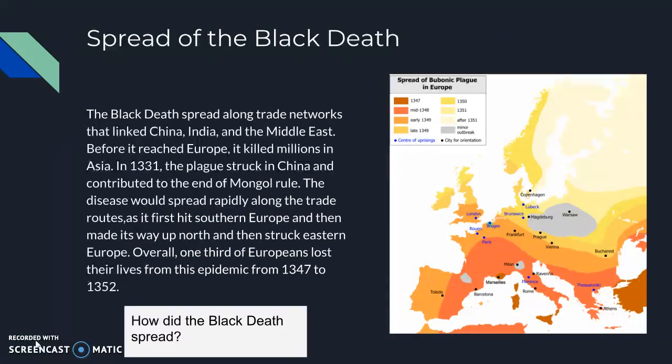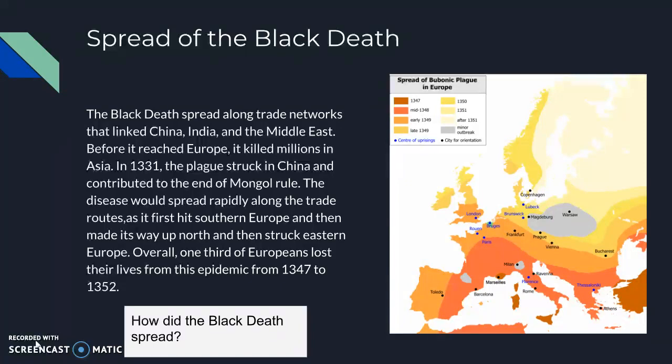The spread of the Black Death. Well, here is a map that shows you the spread. Basically, it first started in China in the early 1300s, and then it made its way through India and the Middle East. Before it reached Europe, it killed millions of people in Asia. In 1331, the plague struck in China and contributed to the end of Mongol rule.